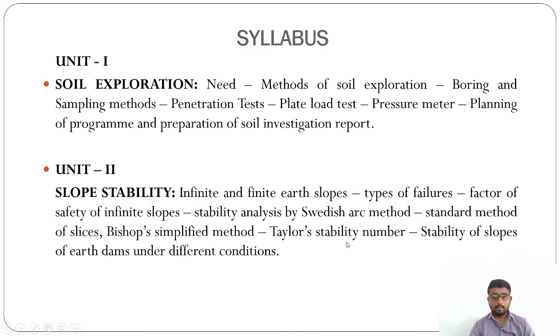Taylor stability number can be found by using a formula: S suffix n is equal to Cu by Fc gamma h. Stability of slopes of earth dams under different conditions can be found out finally.